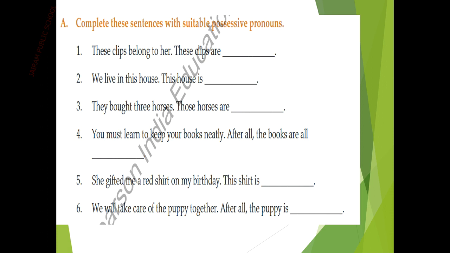5. She gifted me a red shirt on my birthday. This shirt is dash. Here, a red shirt refers to she, which means me. She gifted me a red shirt on my birthday. This is mine. Me, mine. 6. We will take care of the puppy together. After all, the puppy is dash. The puppy refers to we, ours. We will take care of the puppy together. After all, the puppy is ours.